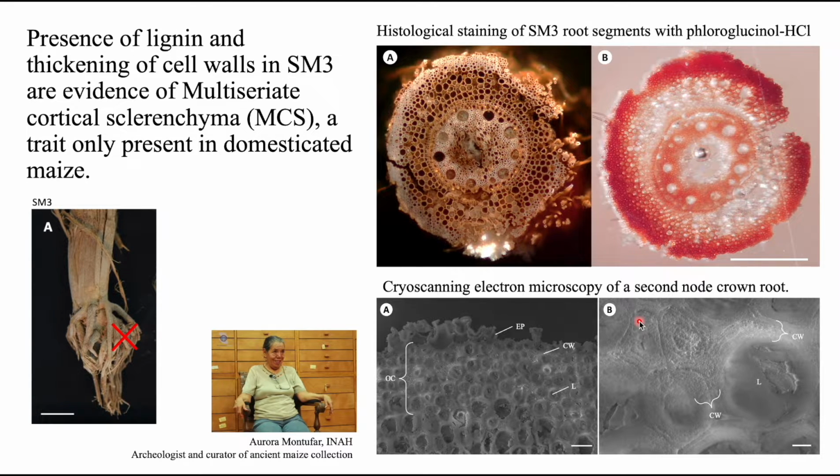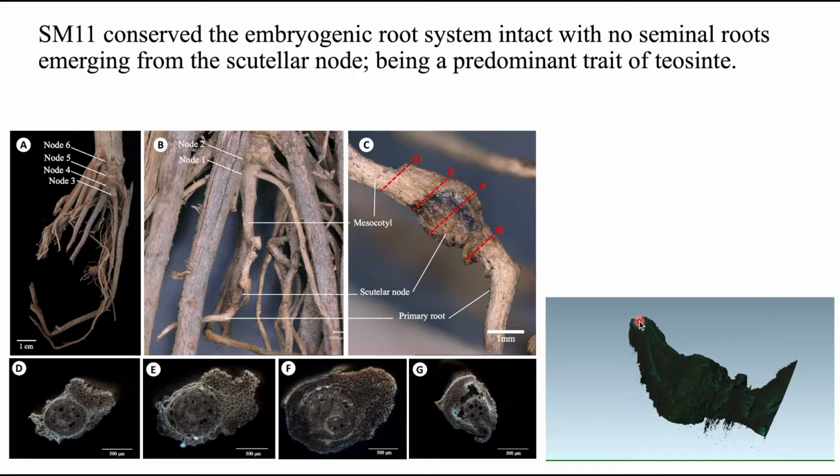But we knew that Aurora Montúfar at the National Institute of Anthropology and History of Mexico was taking care of this collection, and the reports of Richard MacNeish from the 60s say that they have this seminal root system. So we talked with Aurora, and she was very positive with us. She allowed us to see this collection, and we found this root that has the scutellar node intact, well, almost intact because it was broken in this region. But in general, we can observe very clearly the architecture of the root.